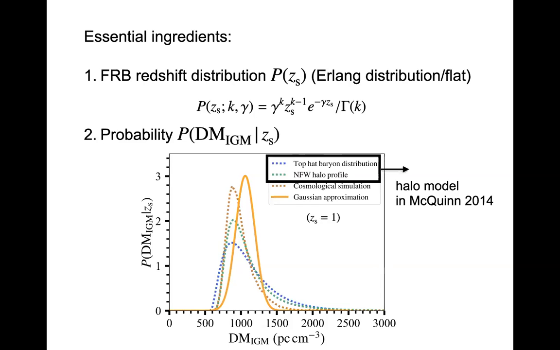What about the probability of the DM IGM given ZS? So we use various models here. One is a halo model used in McQueen 2014 about, given a distant galaxy, what is the dispersion of the IGM and also its distribution, which tells us the scatter of this value. And also we use a Gaussian approximation, and we also compute the cosmological simulations. As you can see, for redshift equal to unity, these are not quite far away, even though the shapes vary a bit, but not quite far away from each other.